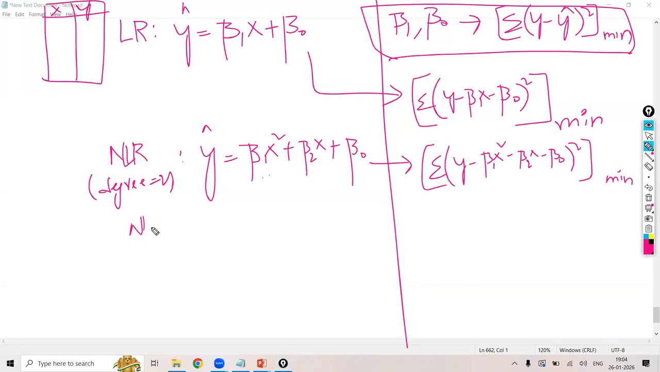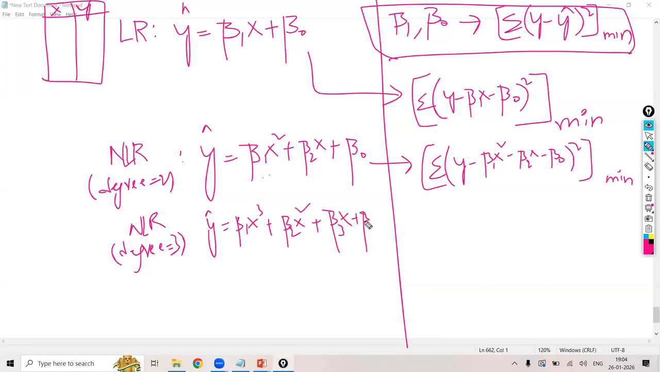Now for non-linear regression of degree 3, what is the equation, miss? Beta 1 x cube plus beta 2 x square plus beta 3 x plus beta naught. How are you going to calculate these 4 values? Beta 1, beta 2, beta 3 in such a way that their error should be minimum. That error should be minimum.